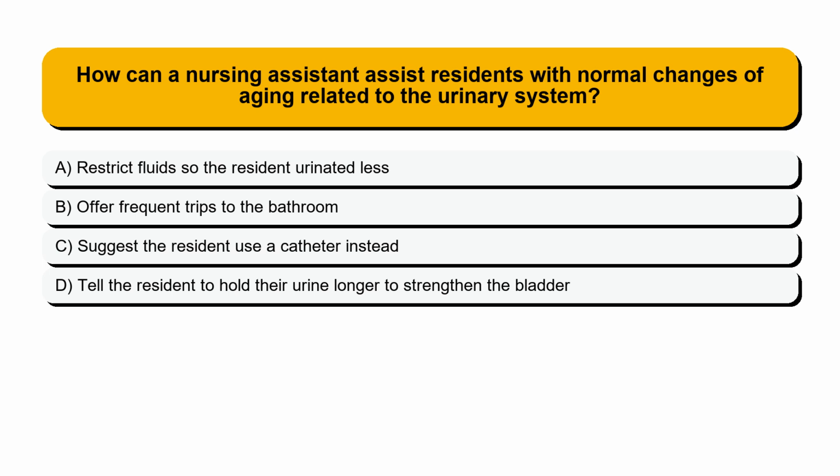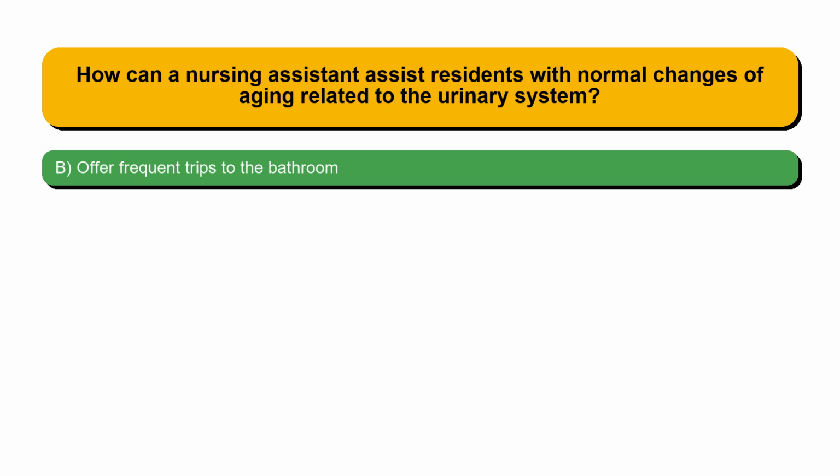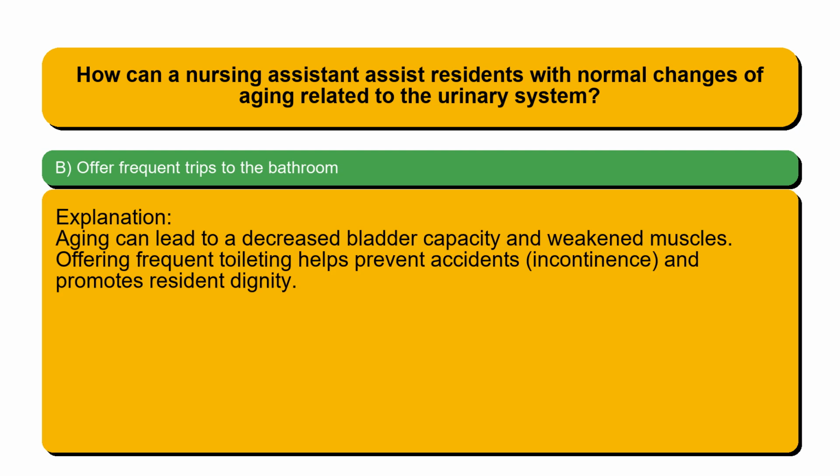Option A. Restrict fluids so the resident urinates less. Option B. Offer frequent trips to the bathroom. Option C. Suggest the resident use a catheter instead. Option D. Tell the resident to hold their urine longer to strengthen the bladder. The correct answer is option B. Offer frequent trips to the bathroom. Aging can lead to a decreased bladder capacity and weakened muscles. Offering frequent toileting helps prevent accidents, incontinence, and promotes resident dignity.